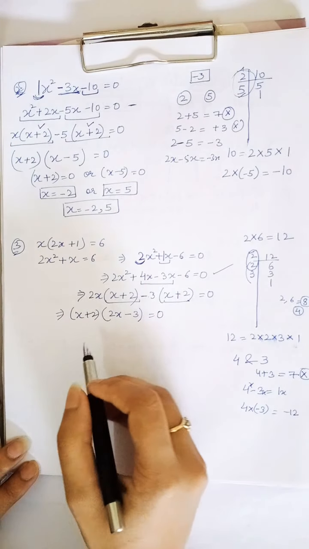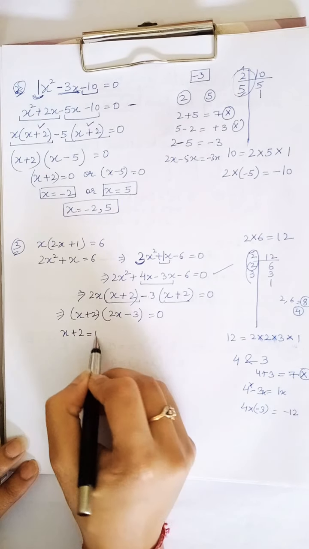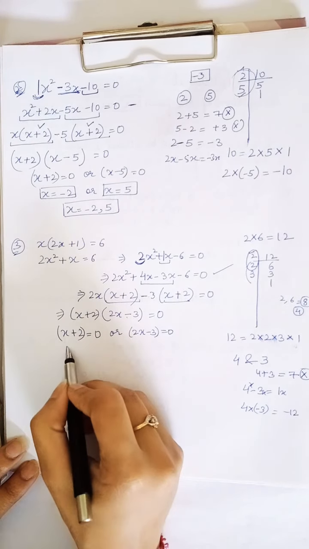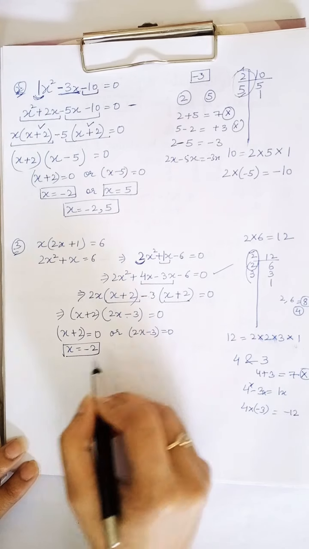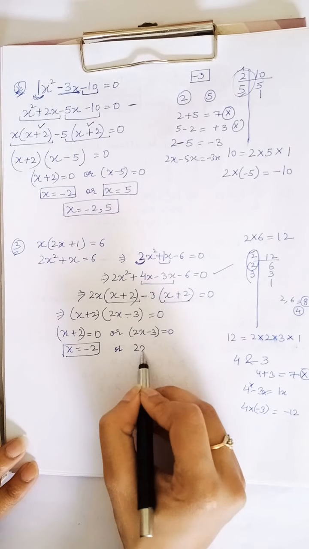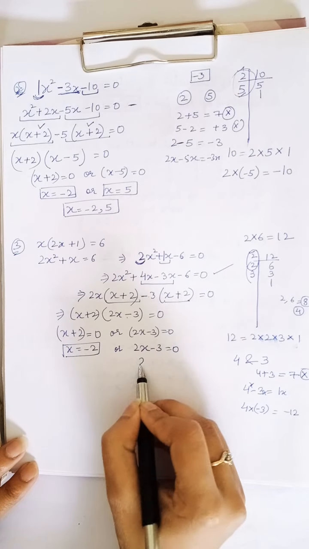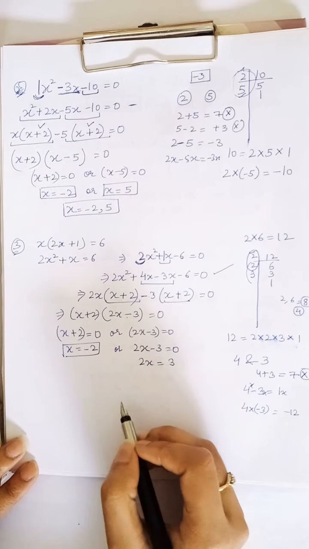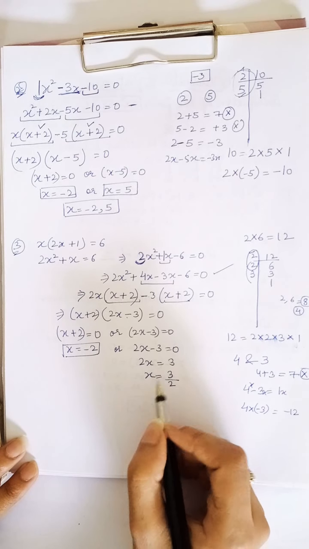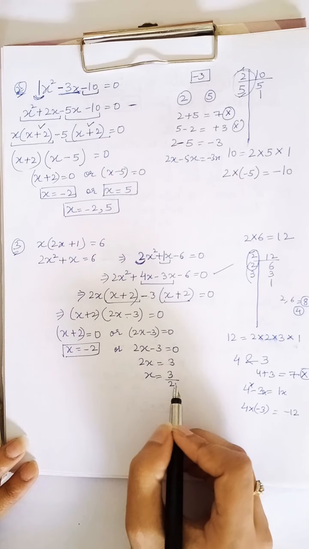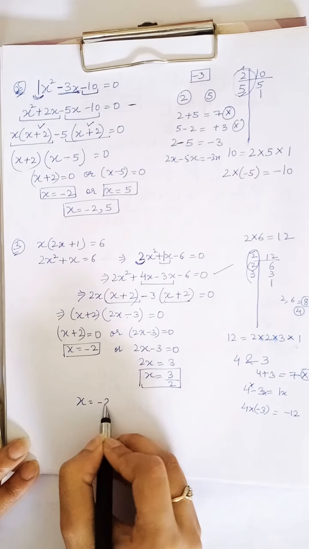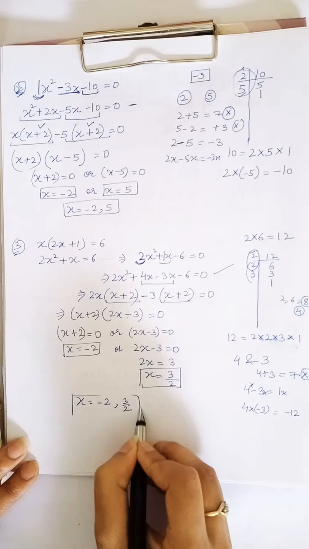Now again the product of two terms is 0. It means either this term is 0 or this term is 0. From here I will get the value of x equal to minus 2, as plus 2 goes to the right hand side it becomes negative. And from here, I am taking 3 to this side, it becomes positive. Now 2x equals 3, and 2 when it goes to the right hand side will be divided, as it is multiplied by 2. So these are the two values of x. So the answer is minus 2 comma 3 by 2. This is the answer.